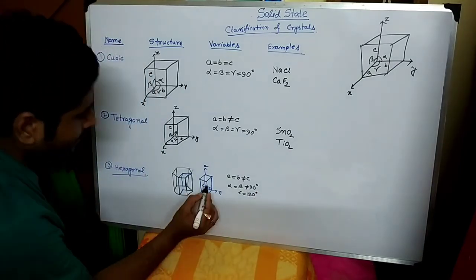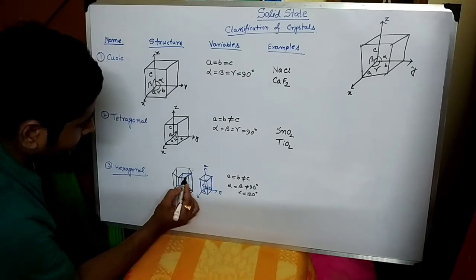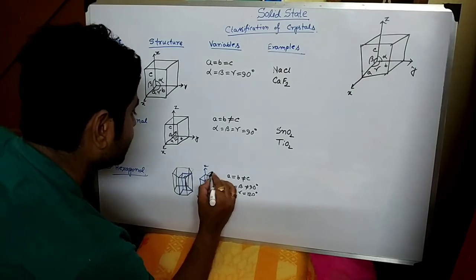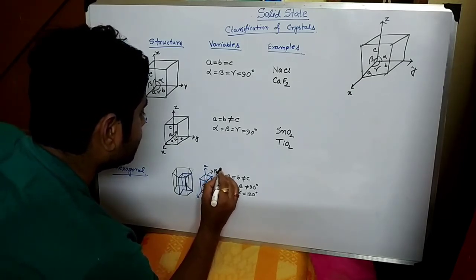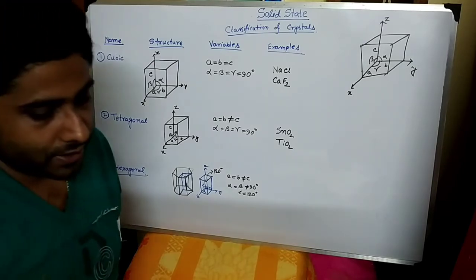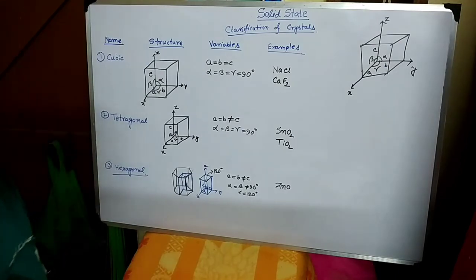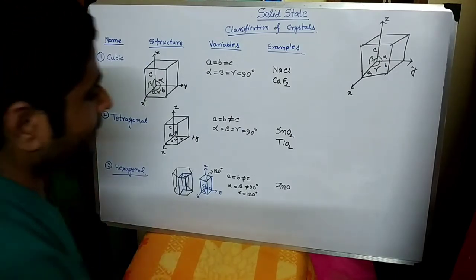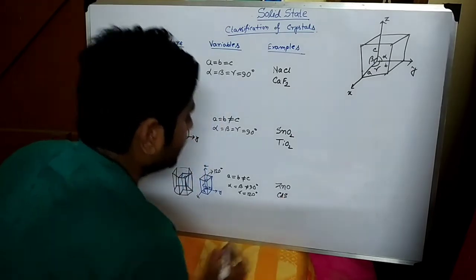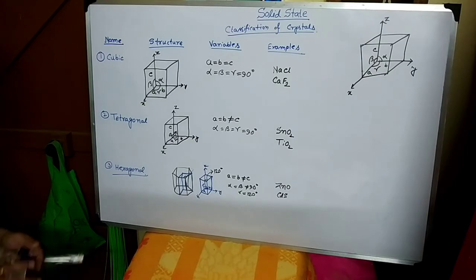That means this angle is 120 degree. So what will be the example for this? That is ZnO, the respective example of this crystal category, and cadmium sulfide. So we have seen 3 categories of the crystals.